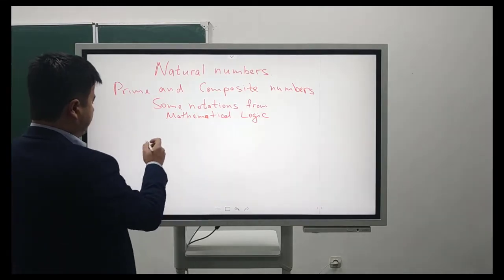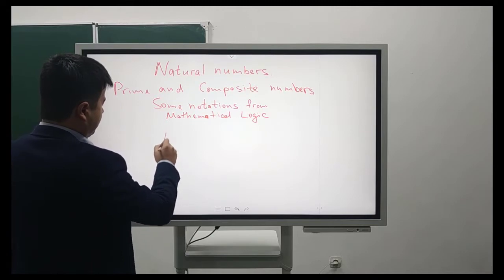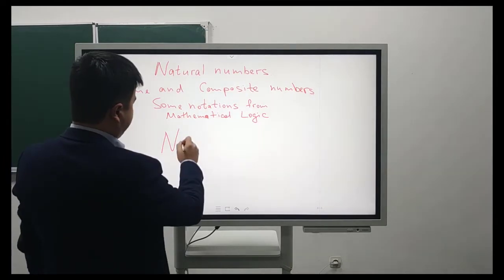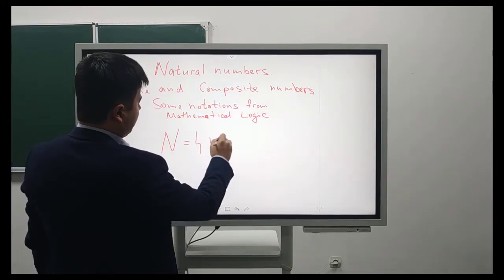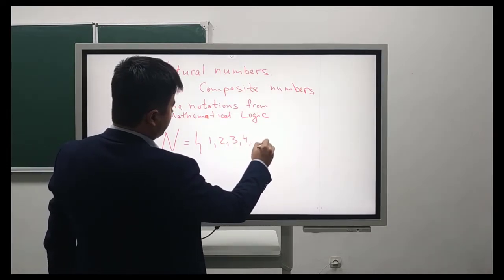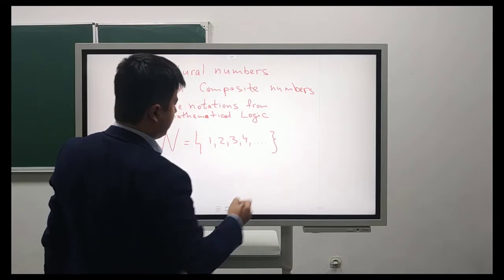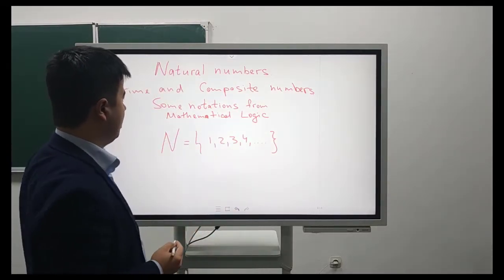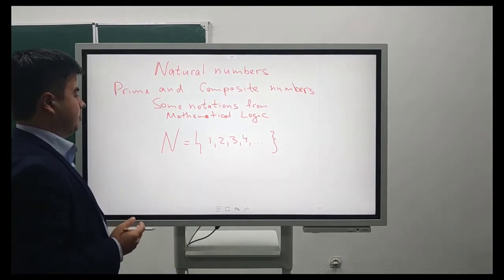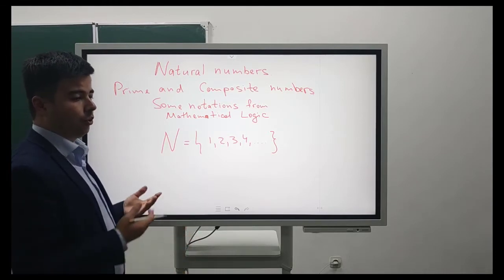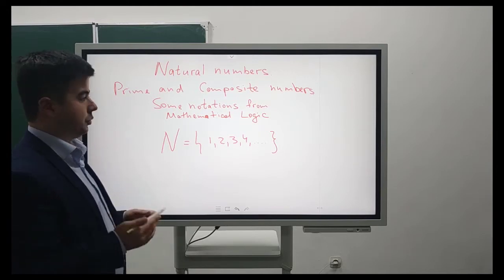The set of natural numbers is denoted by capital N, and it is 1, 2, 3, 4, etc., beginning from 1. They continue, so it is infinite. This is natural numbers. Here I think all of you know how to do operations on natural numbers.